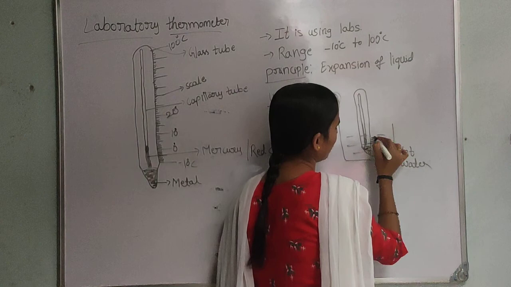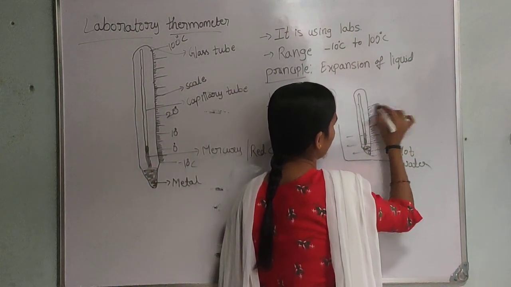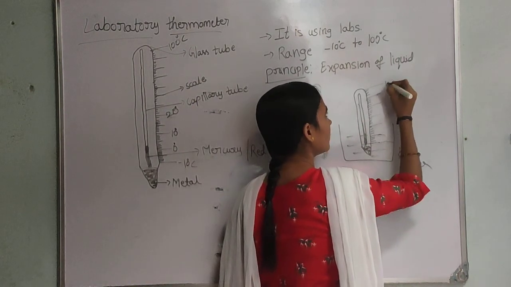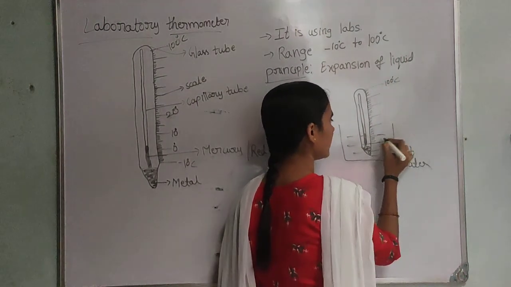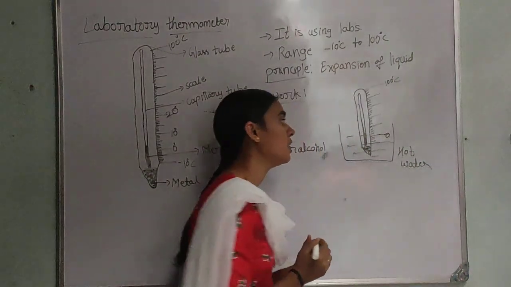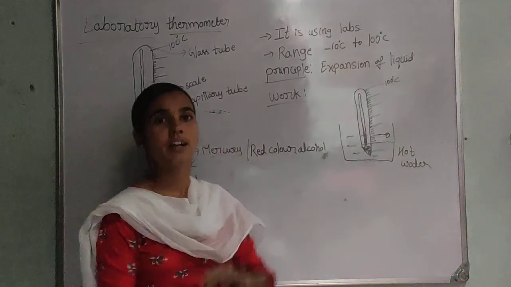Just simply I will write 100 degree Celsius, and this is 0 degree. So I will keep a thermometer inside the hot water.